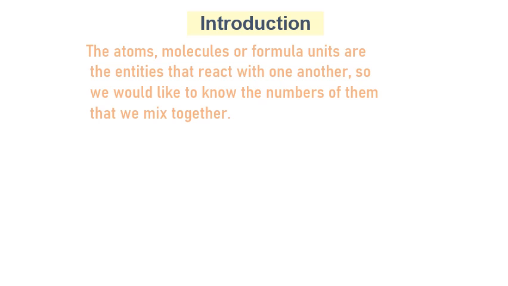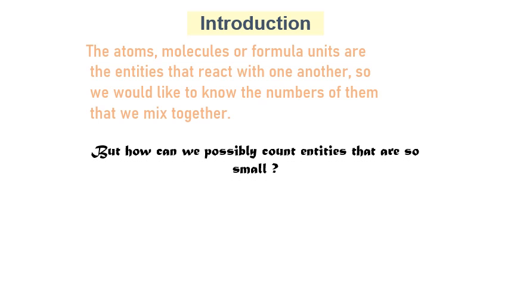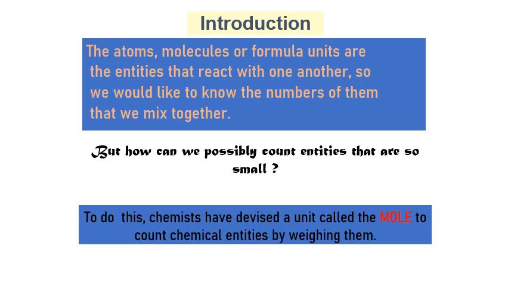Introduction. The atoms, molecules or formula units are the entities that react with one another. So, we would like to know the numbers of them that we mix together. But how can we possibly count entities that are so small? To do this, chemists have devised a unit called the mole to count chemical entities by weighing them.